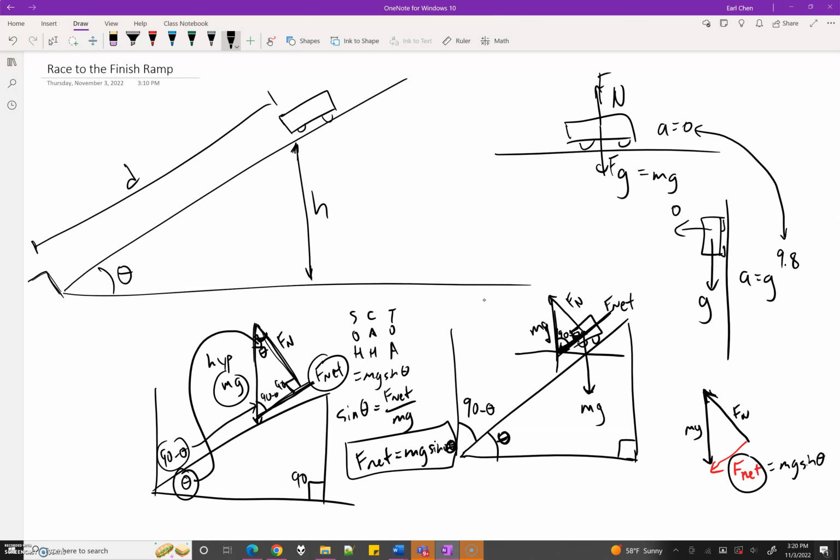All right, so mg sine theta is your F net, but if the cart is the same and we don't need m, we can just talk about acceleration a is g sine theta. All right, and we can double check this. Sine of 0 is 0, and sine of 90 is 1. Okay, so we just double check that.